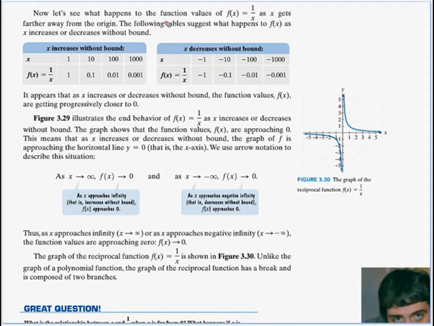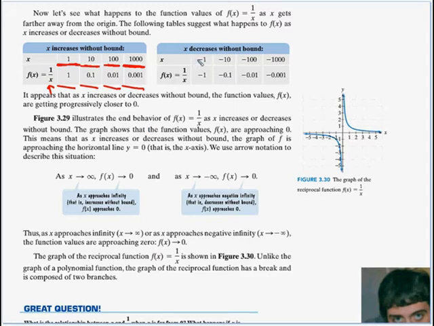Let's see what happens to the function values of f of x equals 1 over x as x gets farther away from the origin. The following table suggests what happens to the function as x increases or decreases without bound. So now here we're at positive 1, and then we'll move very far away from the origin. 10, 100, 1,000. And when we make those x values the denominator of the reciprocal function 1 over x, we get shrinking values. 1, 1/10th, 1/100th, 1/1000th.